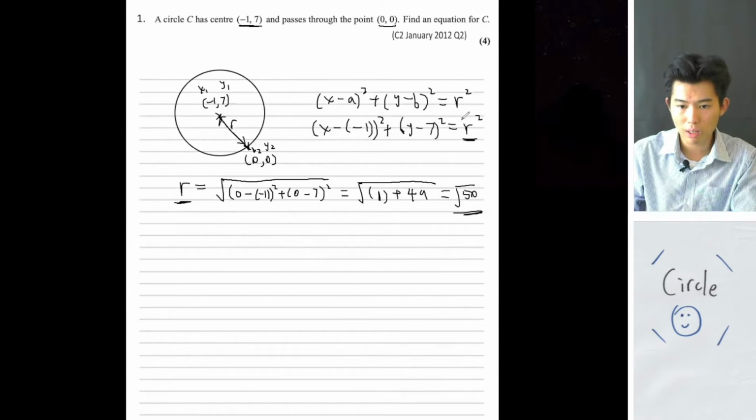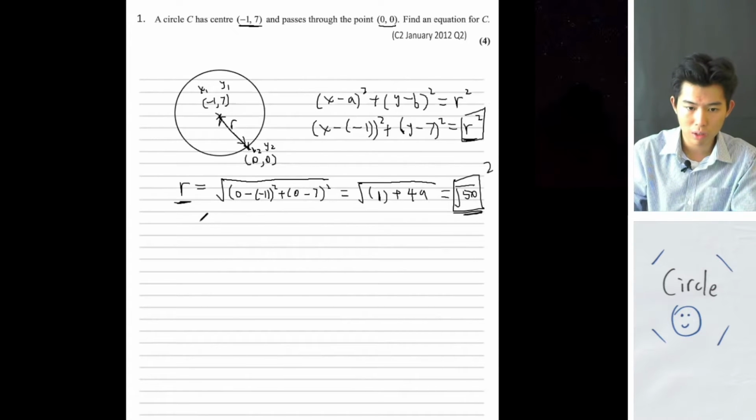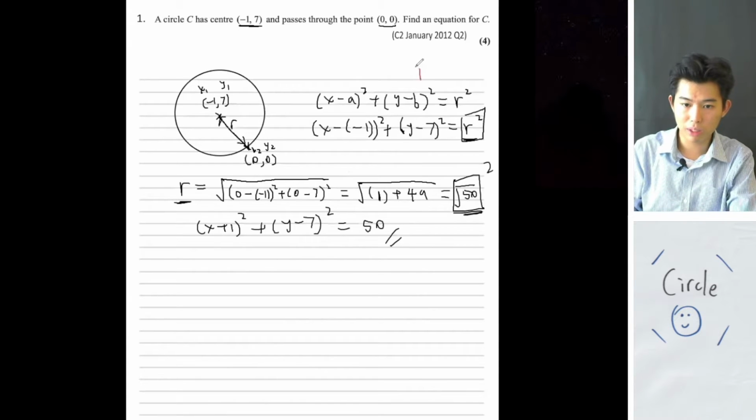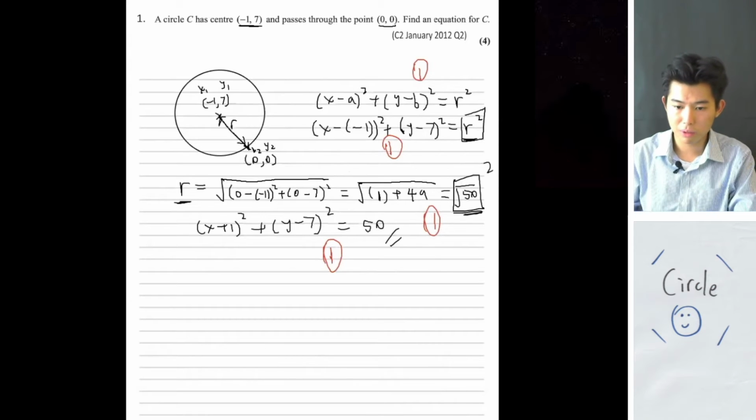Therefore, r squared would be this value here squared, okay? So the final answer would be x minus -1, which is x plus 1, okay? (x + 1) squared plus (y - 7) squared equals 50, because root 50 squared would be 50. So here's the final answer for question 1. For the marking, 1 mark here would be the method mark, 1 mark for working, 1 mark for finding the value of r, and 1 mark is for cleaning the final answer up.